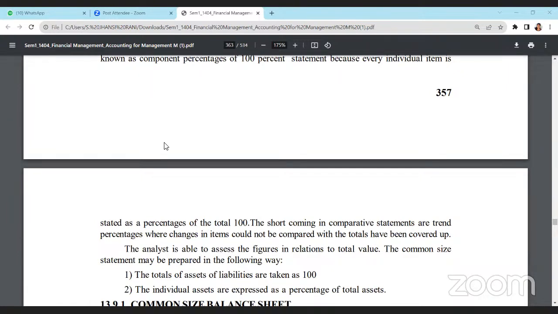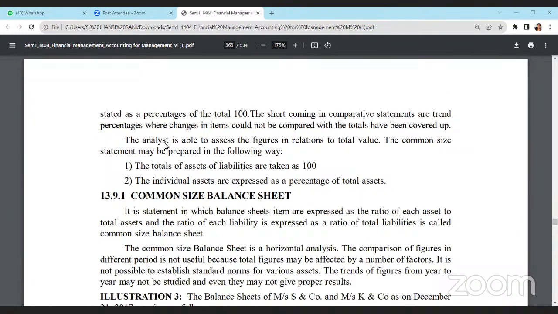So here in common size statement, we compare 2 different companies, our company with some other company. We are trying to compare the figures of 2 different companies, whereas in comparative statements, we do the comparison of our own company. So we know only how we are doing, whether it's increasing or decreasing.